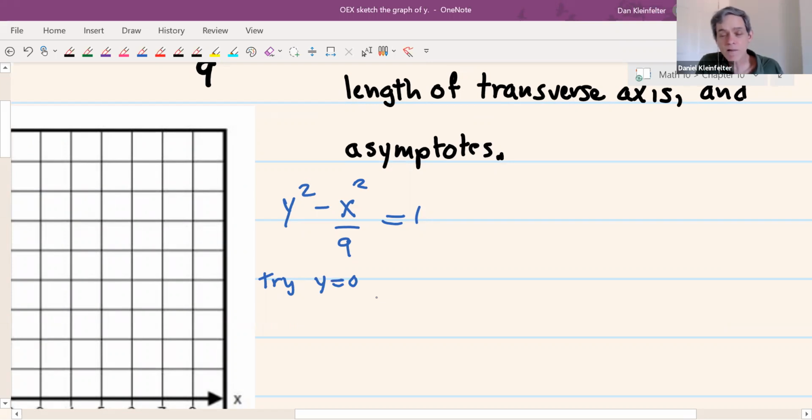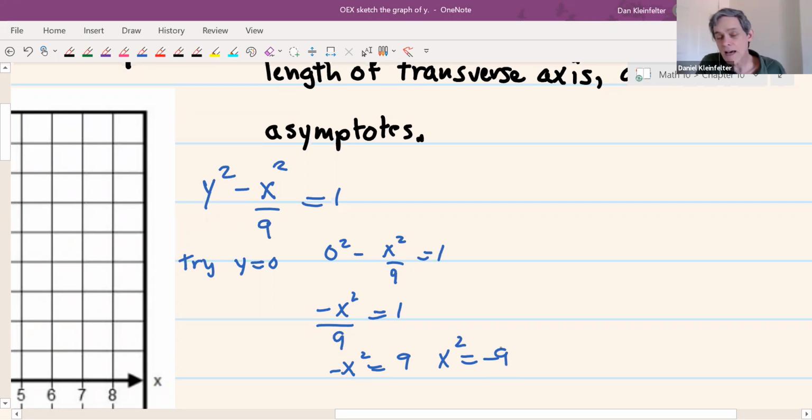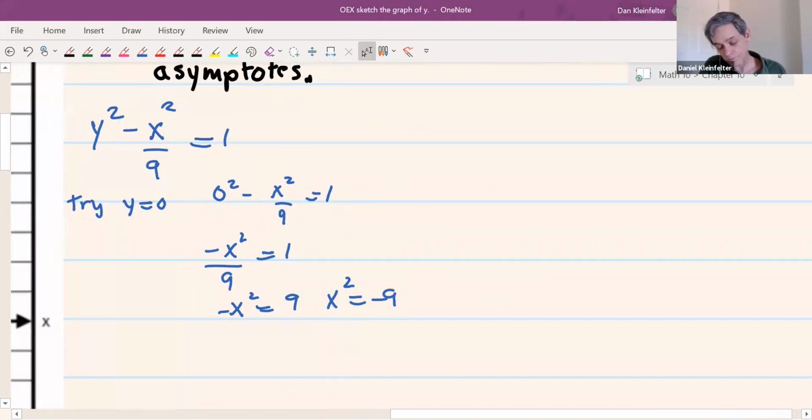Okay, if y were 0, what would we get? We'd have 0 squared minus x squared over 9 equals 1. We'd have negative x squared over 9 equals positive 1. So that would mean, right, that negative x squared would have to be 9, or x squared would have to be negative 9. That would mean that x had to be complex. And so we're not going to have y equaling 0. So this one won't have any x-intercepts.